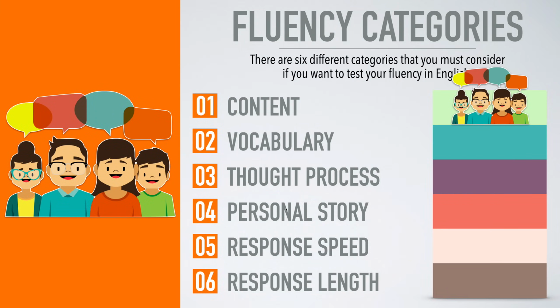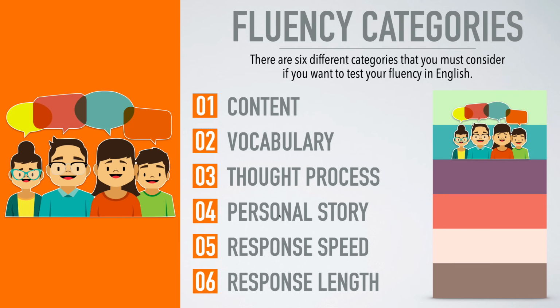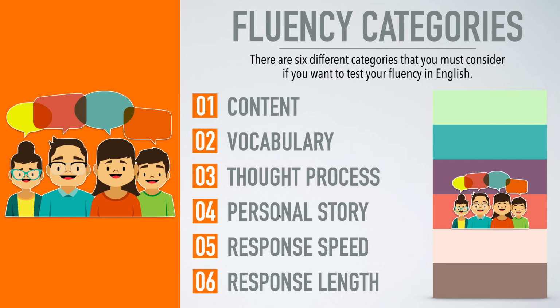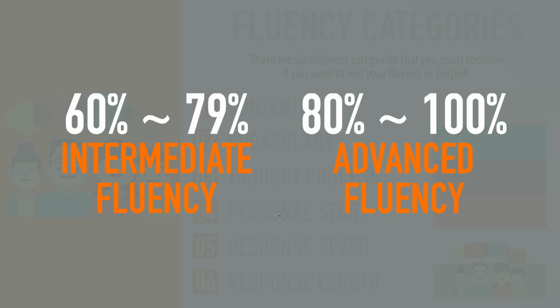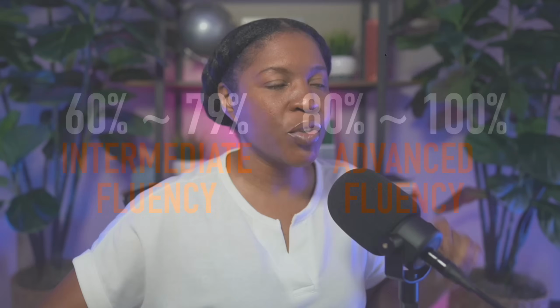So, each of these categories is important. Vocabulary, content, thought process, personal story, response speed, and response length. So, if you get between a 60% and a 79%, you have intermediate fluency. But if you get between an 80% to a 100%, you have advanced fluency. Remember, this is going to show you where you are on your English journey after you've tested yourself in each category and then averaged out your score. So let's get in it.